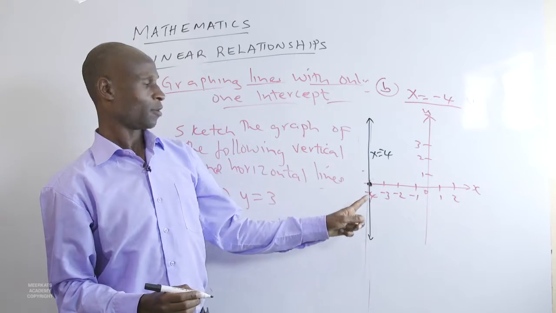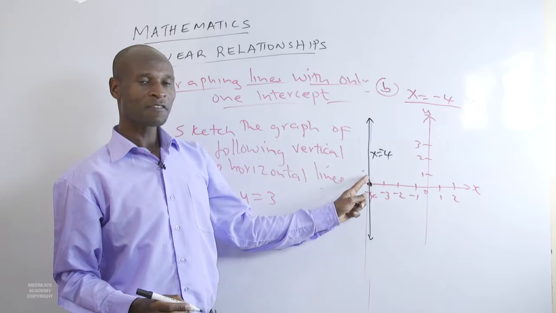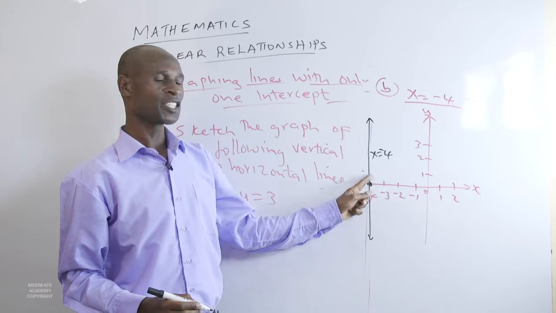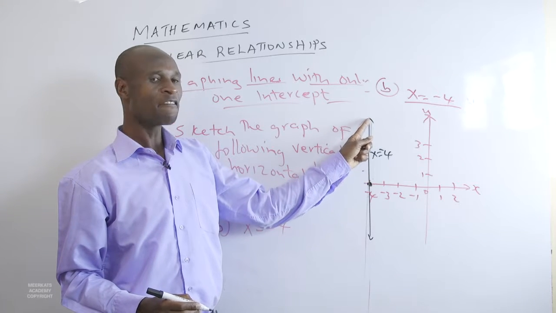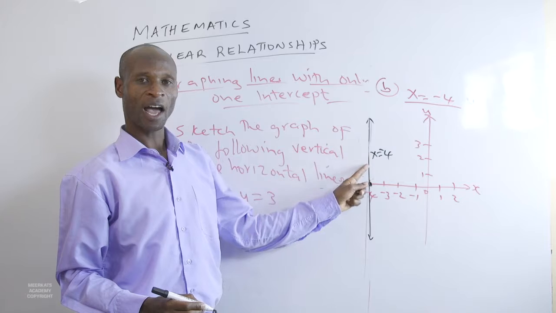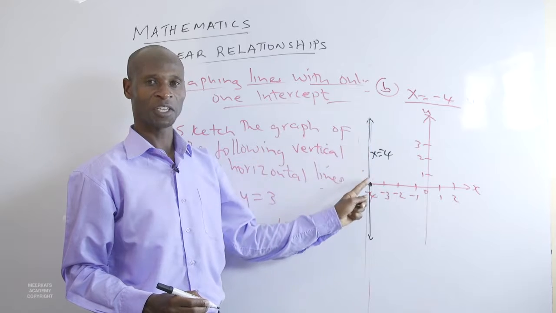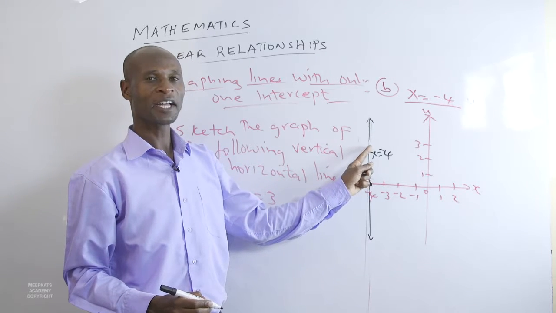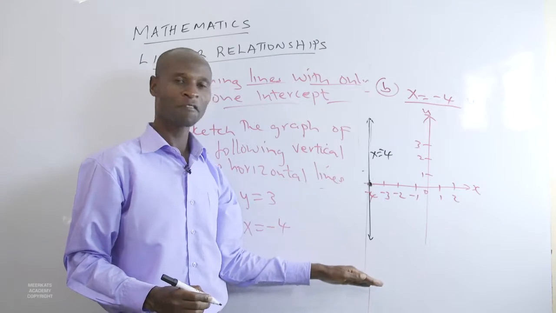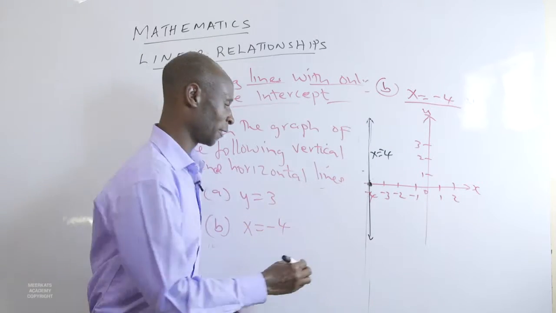That means, okay, it is x is equal to negative 4. That means all the x values along that vertical line are negative 4, while the y values along the line will be changing. The y values will be changing, but x values will not be changing. X values will remain negative 4 throughout, from positive infinity to negative infinity. So that is the line, and therefore this is what we call the vertical line.